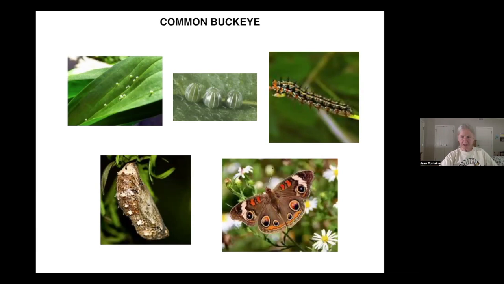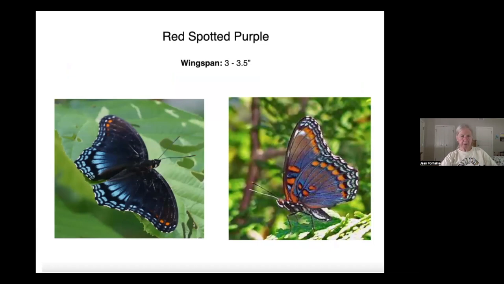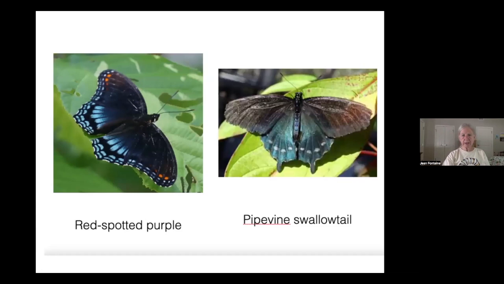And then there's the red spotted purple, which looks very much like, and is about the same size as, the swallowtails, but you notice it doesn't have those tails. And it too is using protection from its looks, which are a lot like the pipevine swallowtail, which is poisonous. A lot of birds will stay away from the red spotted purple because they've had one experience with a pipevine swallowtail and they don't want any more. So they leave them alone.